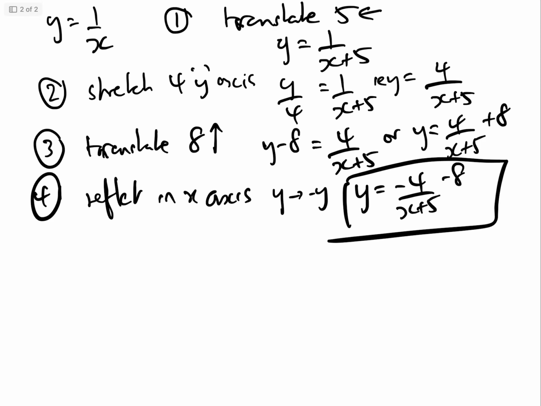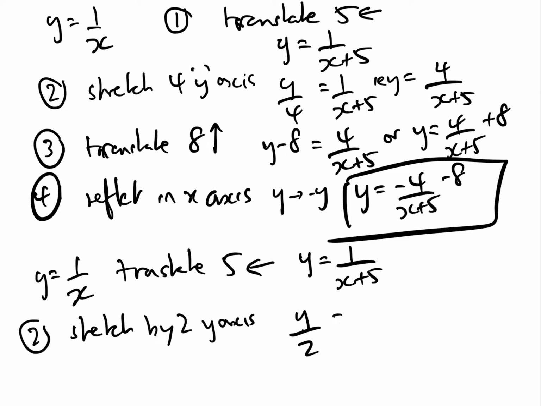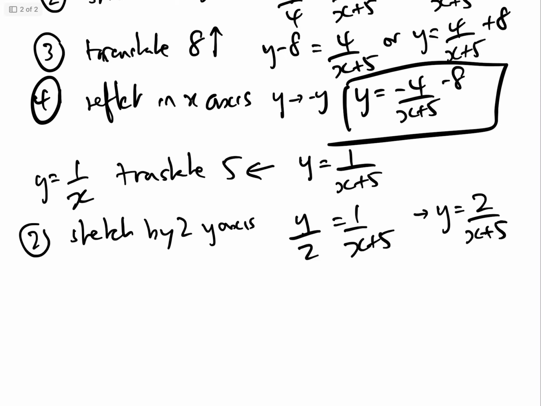And then let's just do one final way. Let's start with y equals 1 over x, and let's translate it 5 that way, which gives us y equals 1 over x plus 5, and then number 2, why not stretch by 2. Now again, I'm just playing around with this parallel to the y-axis, so that is y over 2 equals 1 over x plus 5. The whole point I'm trying to make here is that there are multiple ways of getting from one graph to another by transformations.